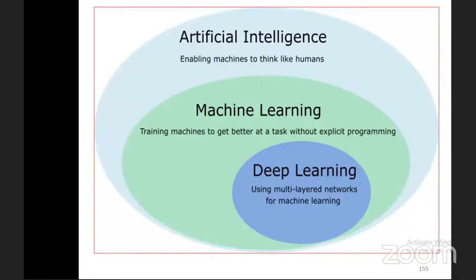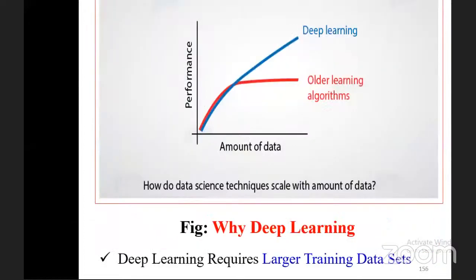In machine learning, learning from observational data, we train machines to get better at a task without explicit programming. Artificial intelligence enables machines to think like humans. And why deep learning? Deep learning requires larger training data sets. I am taking the amount of data on the x-axis and performance on the y-axis. Wherever a huge volume of data is there, please apply deep learning techniques. Then only it gives very good accuracy.